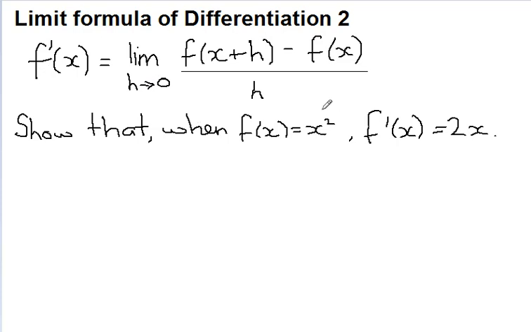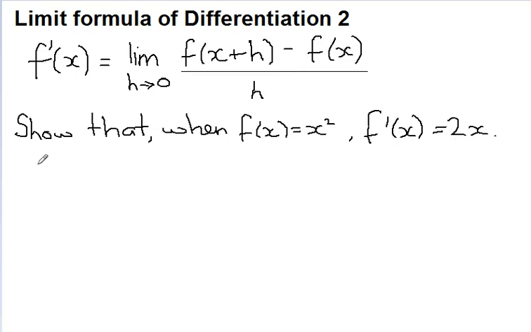So this formula to get the gradient function of a function works for anything at all. So it's very powerful. What it does is it helps us show what the gradient function of a function is. So that's what we're going to do now. We're going to show that when f of x equals x squared, the gradient function f dash x is equal to 2x, and we can do that using this formula.